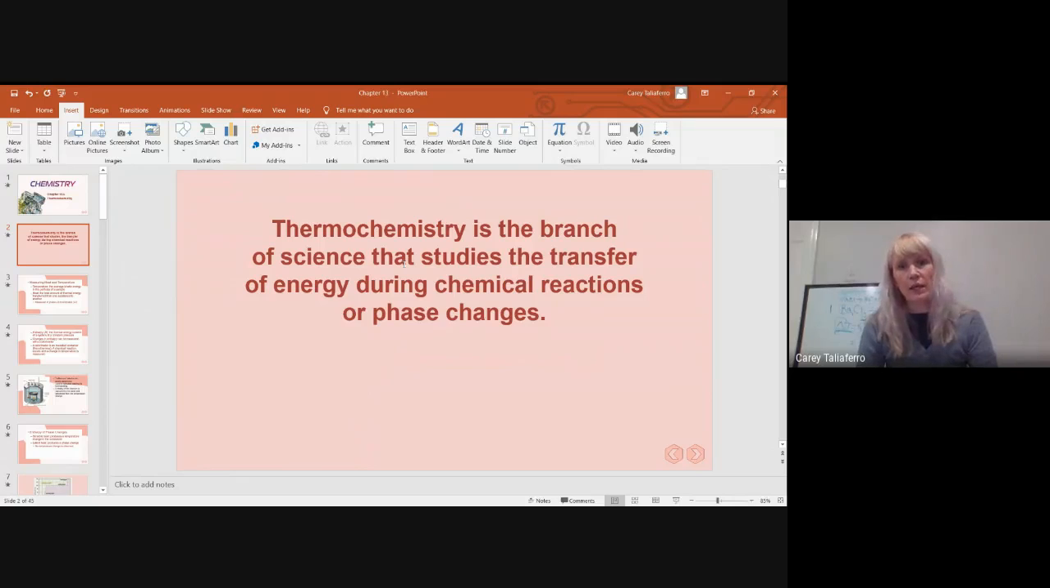So what does that mean? We talk about how energy gets transferred during chemical reactions, or even if it's not a chemical reaction, during phase changes. So how much energy gets transferred when a substance melts, or a substance evaporates, or a substance condenses, or a substance freezes. That also involves thermodynamics in chemistry, or thermochemistry, as we could also call it.